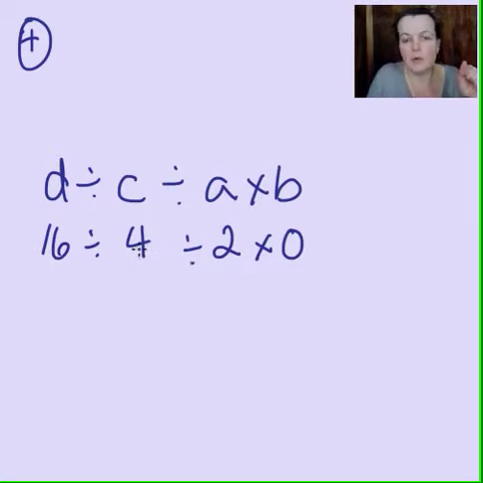16 divided by 4 is 2. Is it? No, 16 divided by 4 is 4. Divided by 2 is 2. 2 times 0 is nothing. And therefore the answer is nothing. Let's check that that's there. B, which equals B.